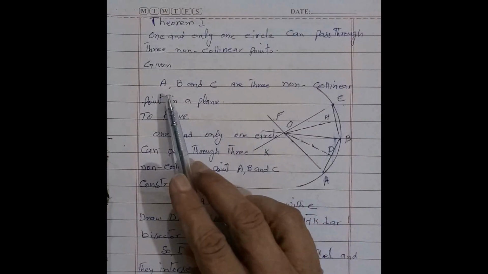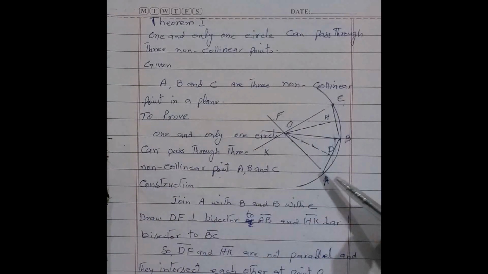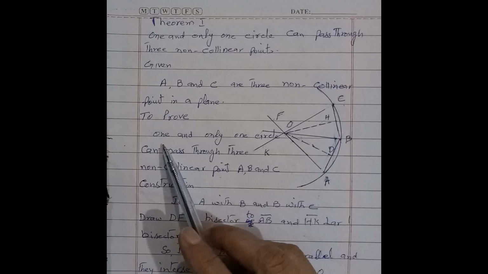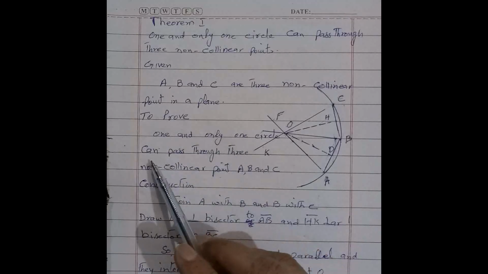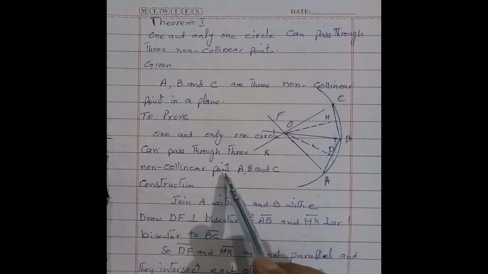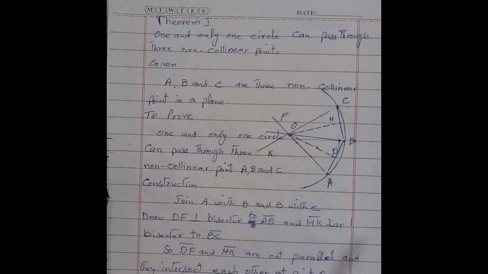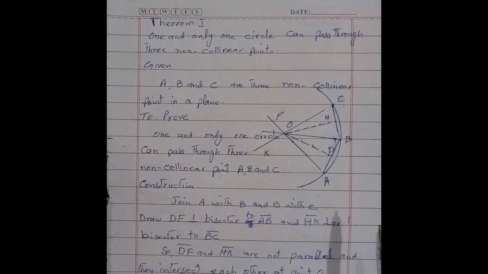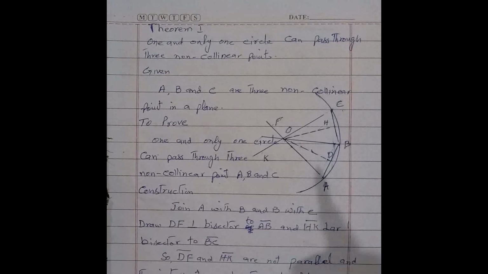In this theorem, according to the statement, A, B and C are three non-collinear points in the plane, and we prove that one and only one circle can pass through the three non-collinear points A, B, C. It means only one circle can pass through these non-collinear points A, B and C.